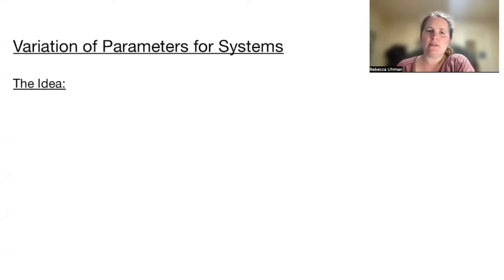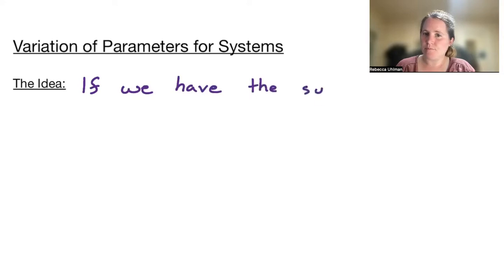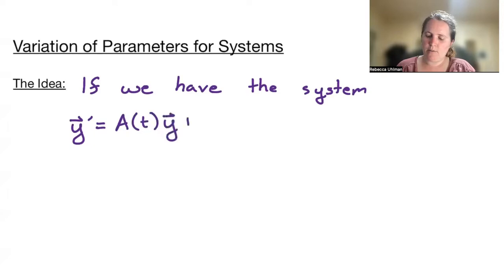Welcome to variation of parameters for systems. So the general idea, if we have the system y prime is equal to A of t times y plus f of t, where A is an n by n matrix function essentially, and f of t is a vector.